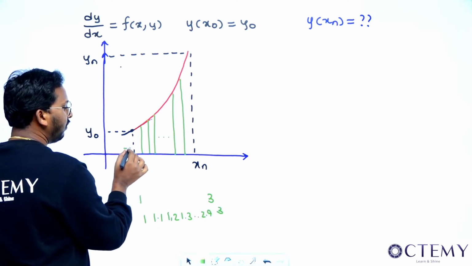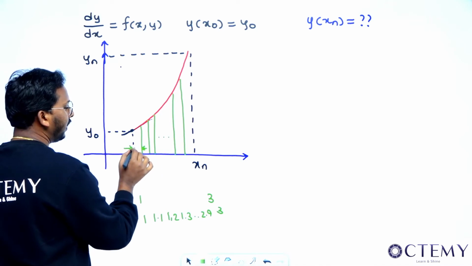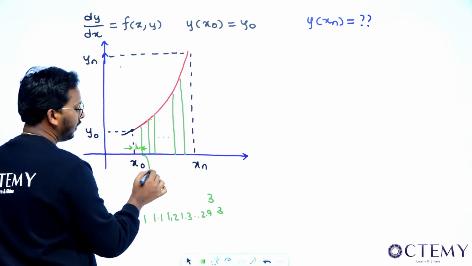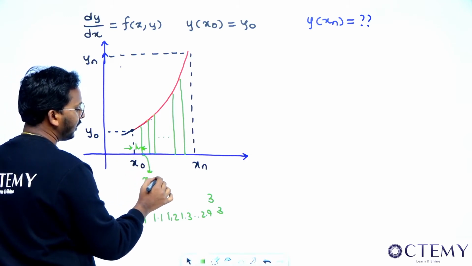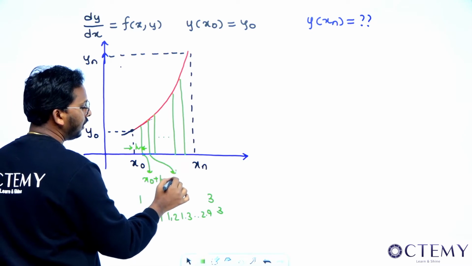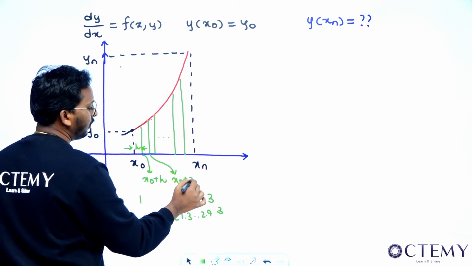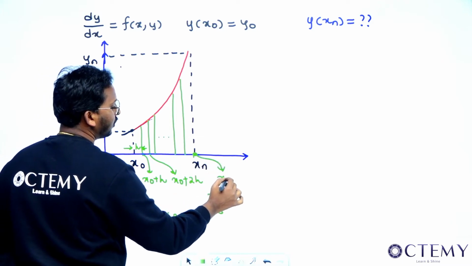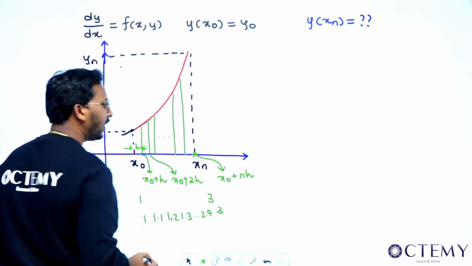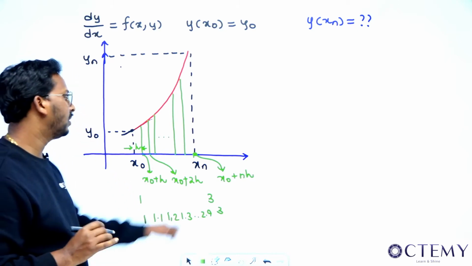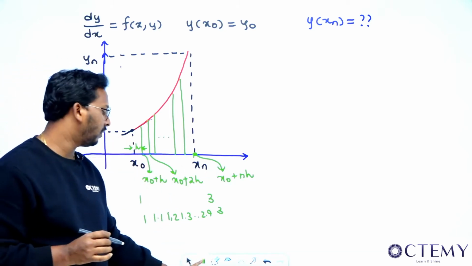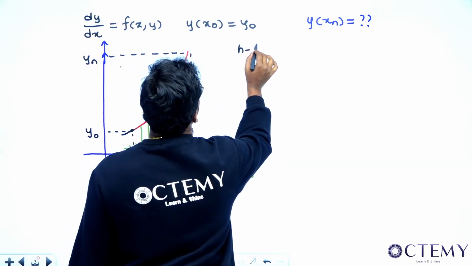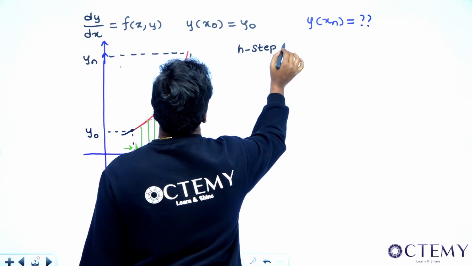What is the interval width I am taking, sir? Let the interval width be h, right? So what will be the x here? The x here will be x naught plus h. What will be the x here? That would be x naught plus 2h and so on. What will be this x here? x naught plus nh, right? Who is defining this h? We are only defining the h. h is called step size.